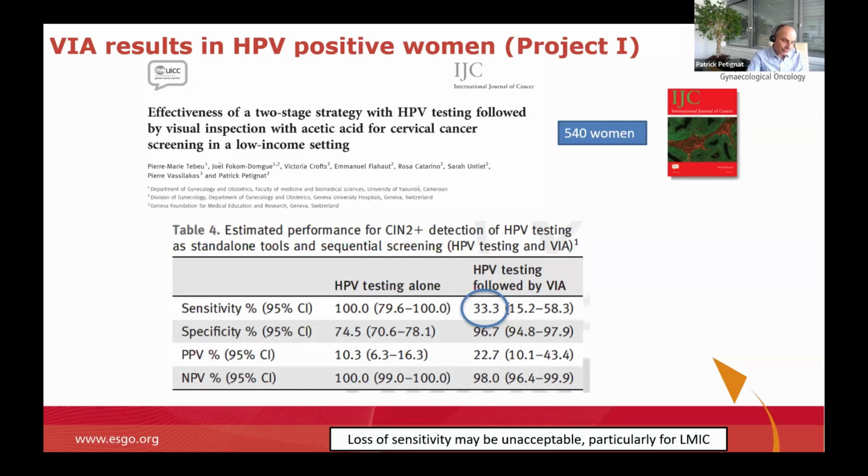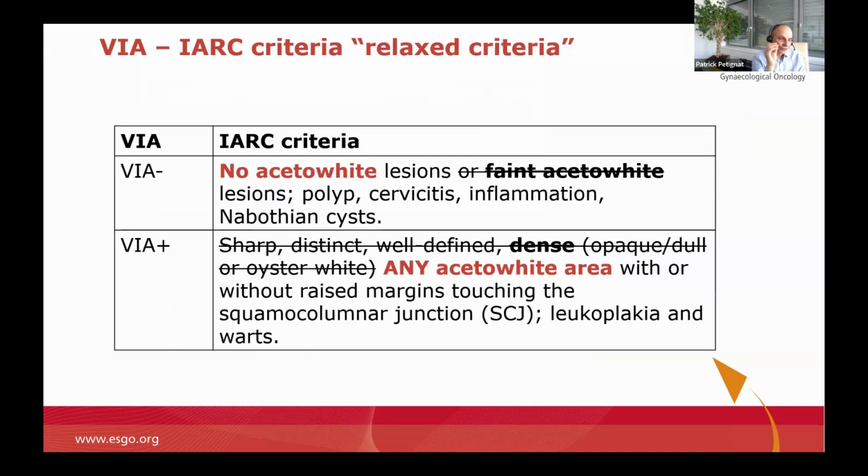What we changed at this time, we changed two things. The first thing that we changed, we use what we call relaxed IARC criteria. And we say any acetowhite area should be considered as positive. And only if you have no whitening, you consider this is negative. This is the first thing that we did to improve our VIA.